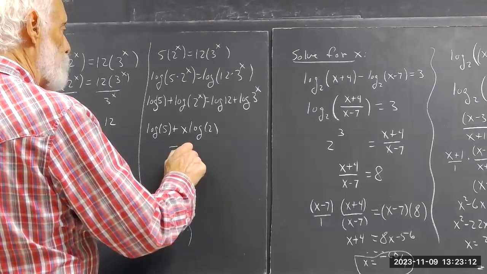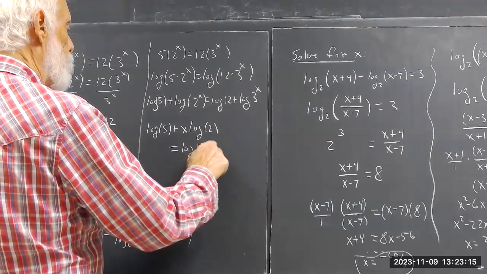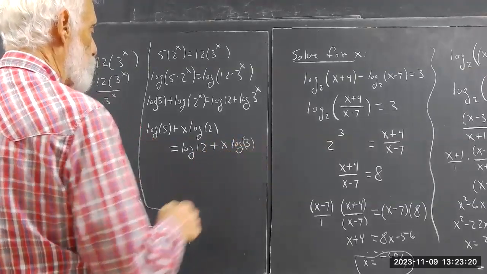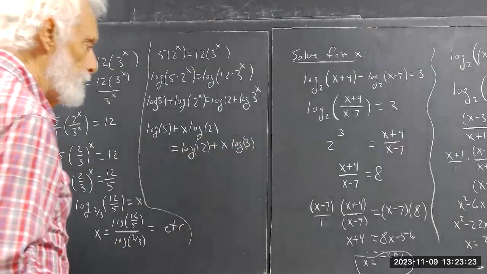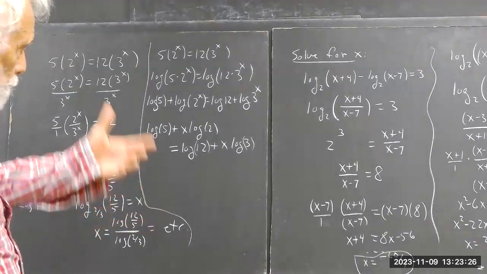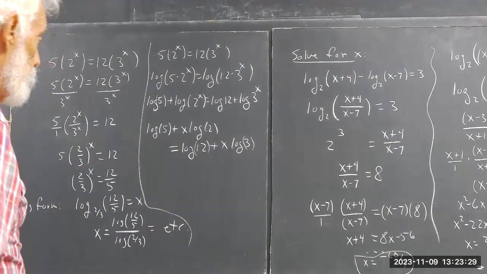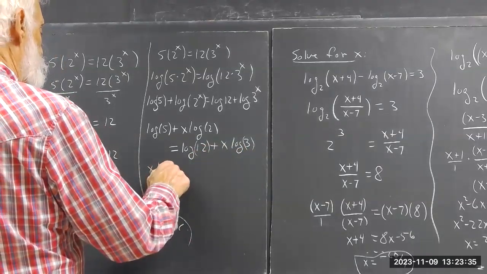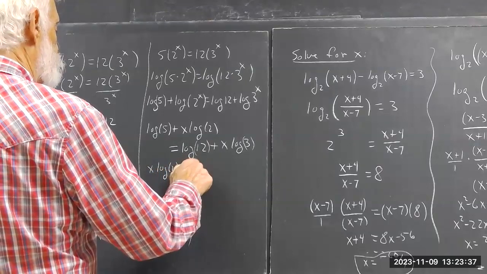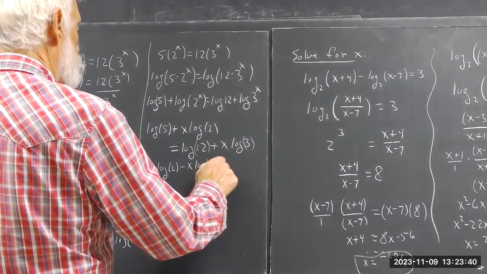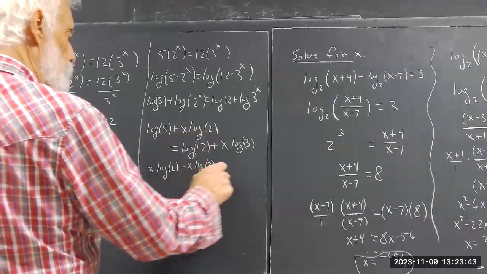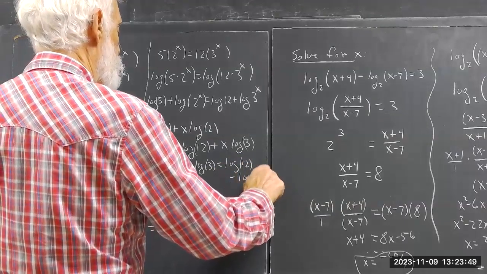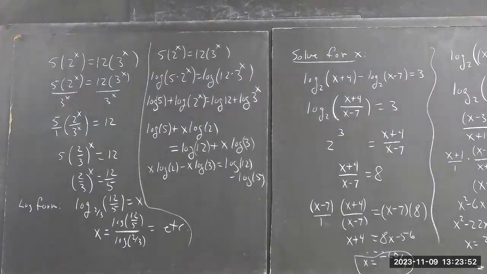Well, and then that's going to equal log of 12 plus x times log of 3. Now you can solve for x. Subtract x log of 3 from both sides. You're going to get x log of 2 minus x log of 3. And subtract log of 5 from both sides. You get the log of 12 minus the log of 5.